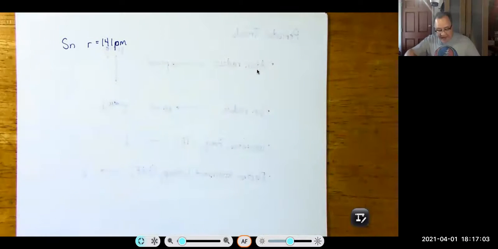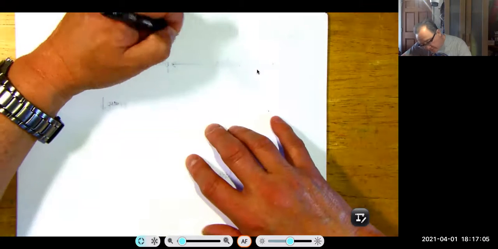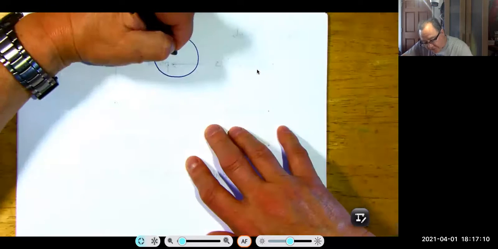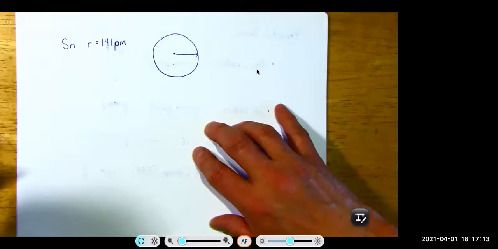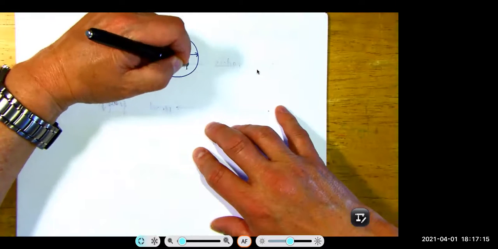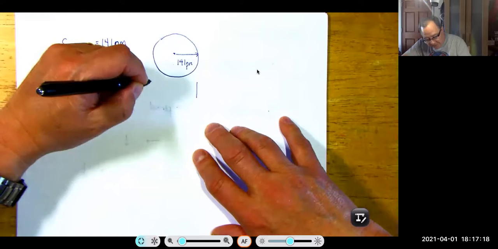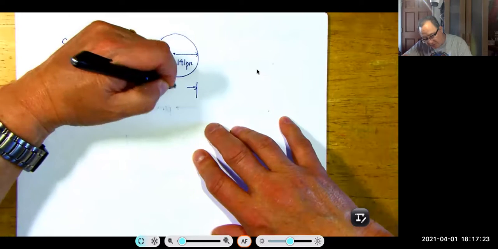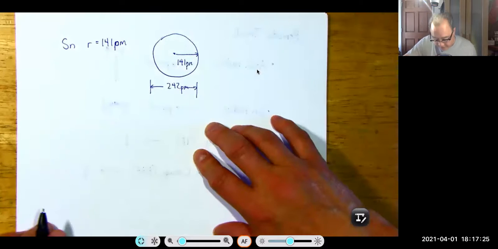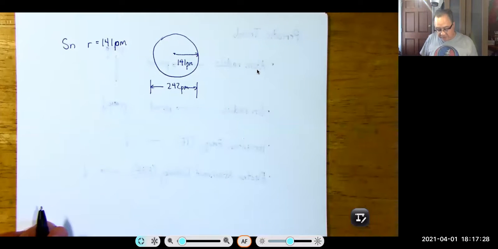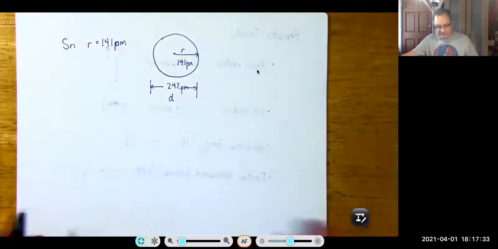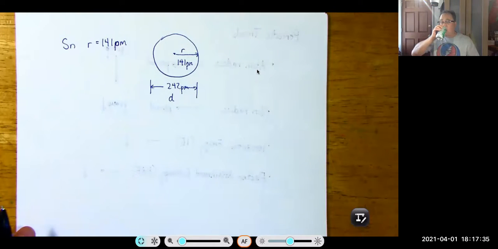Okay, so what does that mean about the tin atom? It means if it's a sphere, from the middle of the sphere to the edge of the sphere, and that's a 90% boundary, it's 141 picometers. But that also means that when you go from side to side, or edge to edge, if you will, it's 242 picometers. I think I said nanometers, even though I wrote picometers here. So this is the radius and this is the diameter. Any questions there?